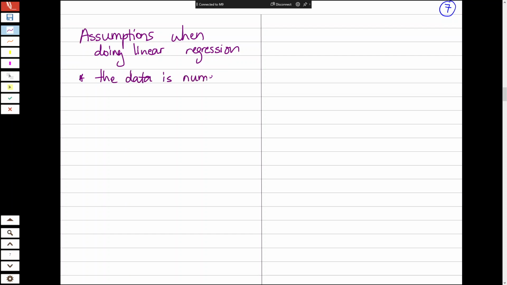That might seem trivial, but you will remember a quiz question where there were postcodes. And those look like numbers, but they're actually categorical variables. So your data needs to be truly numerical, otherwise you're just producing a joke. The second assumption you're making is that the relationship is linear. Or I should say the association is linear.